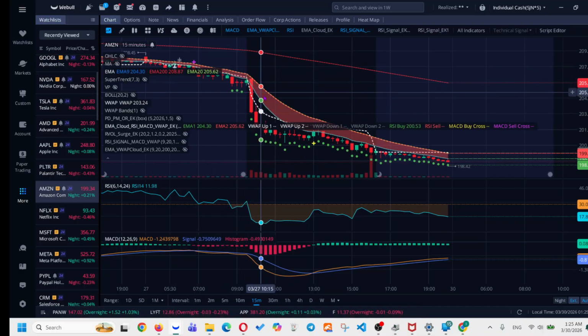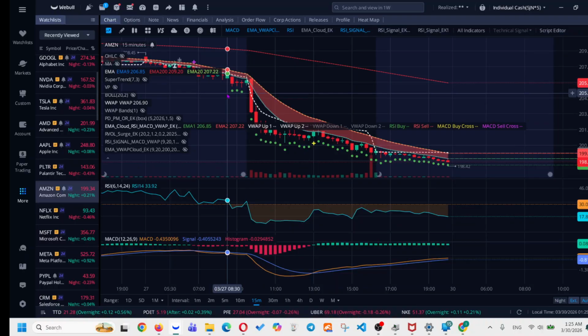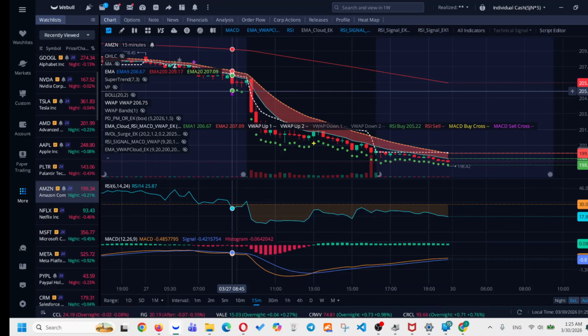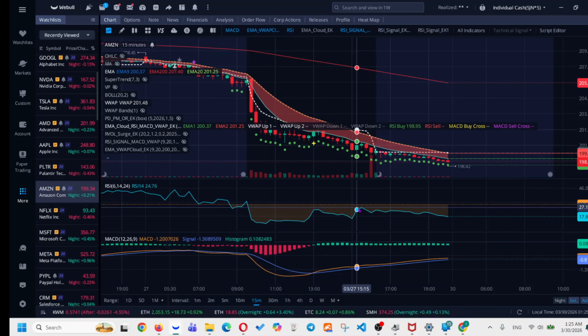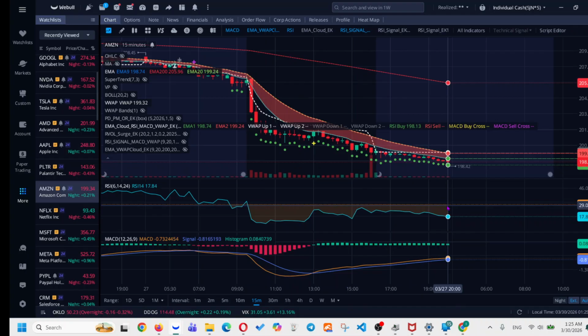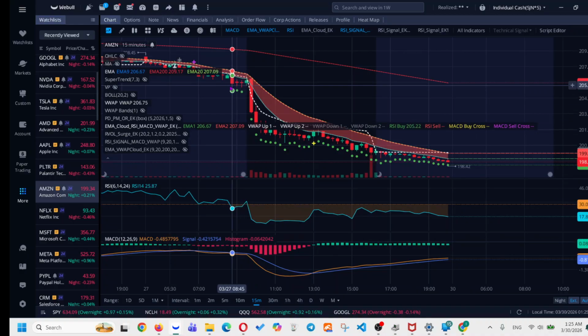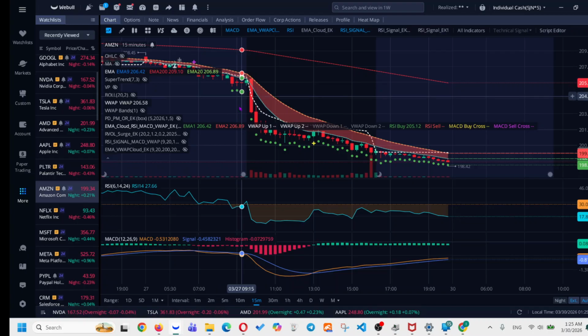Now the EMA cloud is there, and for each time frame we're on, if it shows green dotted lines just like this, that means the RSI is oversold based on the setting we have. In this case, the oversold condition is below 30. So when it's below that, we see the green dots appear.